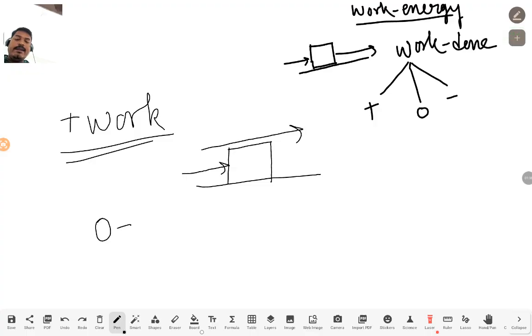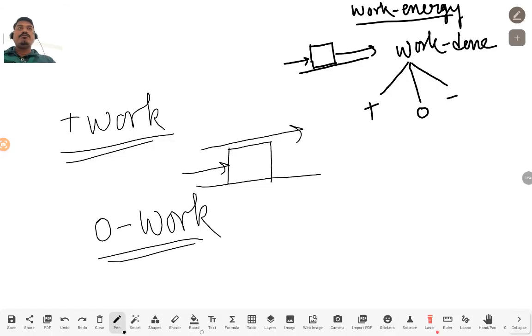Next one is zero work done. Now, what is the meaning of zero work done? If you want to understand this, we're going to take a small example. Suppose you are going to visit the Taj Mahal in Agra and you like the Taj Mahal very much. You want to take the Taj Mahal to your location. So you start to push the Taj Mahal. It doesn't matter how much force is applied on the Taj Mahal, it doesn't move. So that means if force is applied on an object but the object doesn't displace, it's called zero work done.